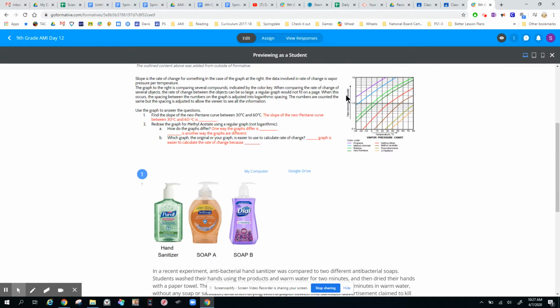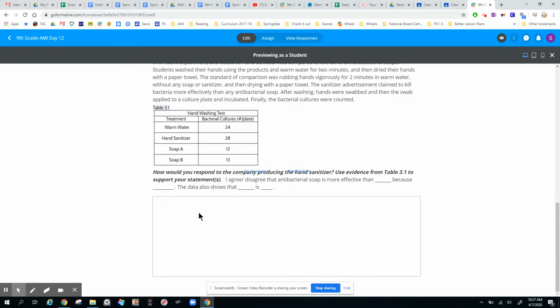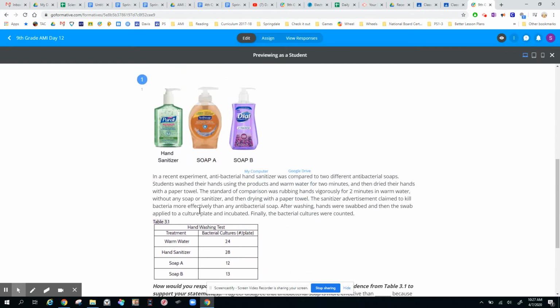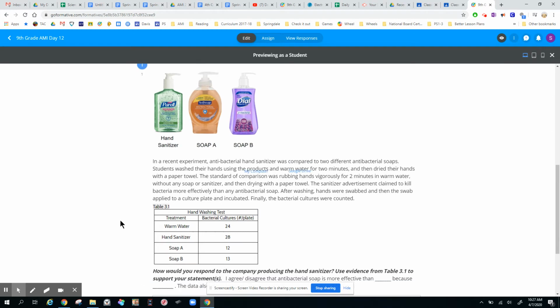If you want to try this, you're welcome to, but it's really like Algebra 2 level math questions that are on here. So you're welcome to give it a shot. If you'd like to, you can put your answer in this essay box. But we're going to go ahead and look at this alternative assignment here.